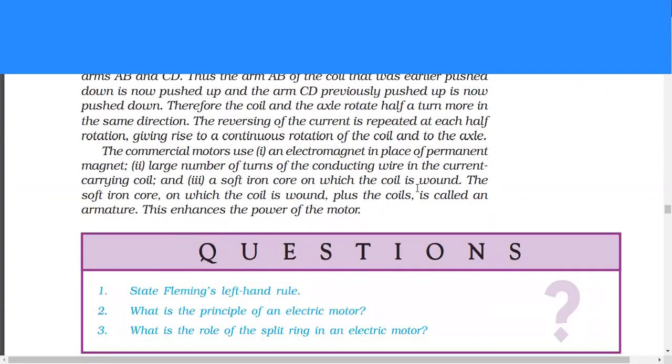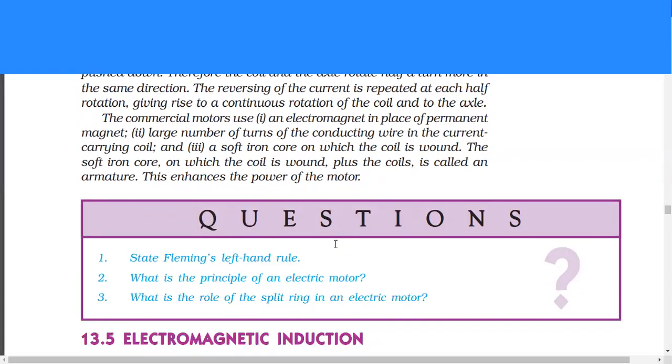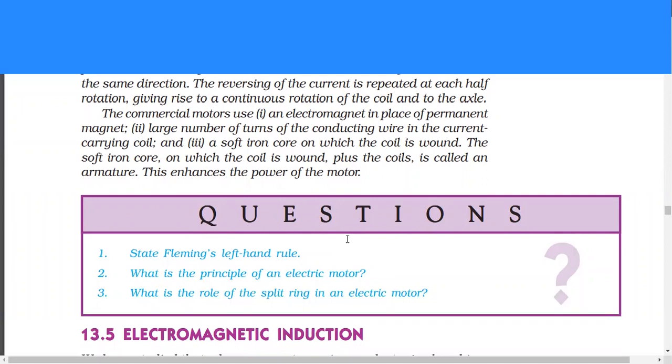and to the axle. The commercial motors use an electromagnet in place of permanent magnet, a large number of turns of the conducting wire in the current carrying coil, and a soft iron core on which the coil is wound. The soft iron core on which the coil is wound plus the coil is called an armature. This enhances the power of the motor.